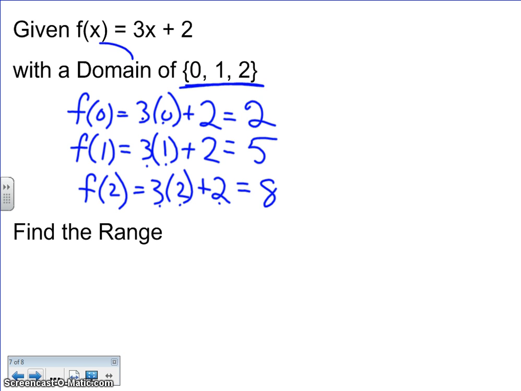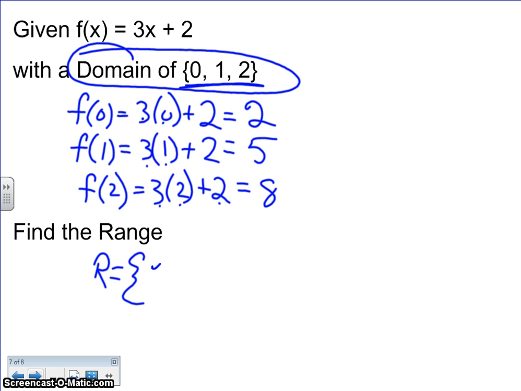So the domain is 0, 1, and 2. Those are the numbers that we put in the equation. And the range is going to be 2, 5, and 8. Those are the answers that we got out of the equation.